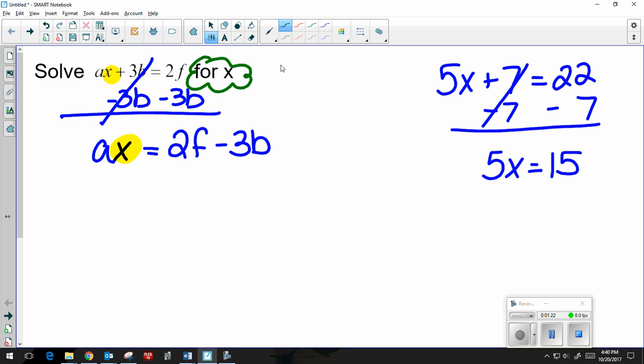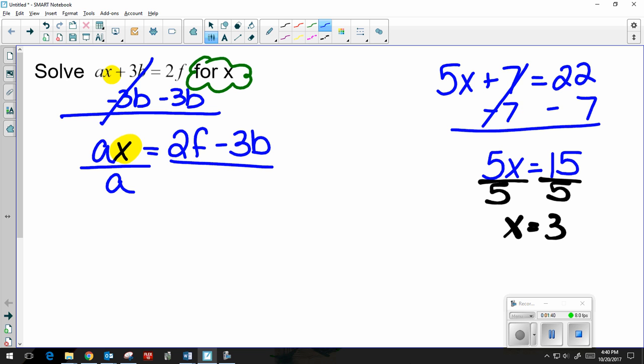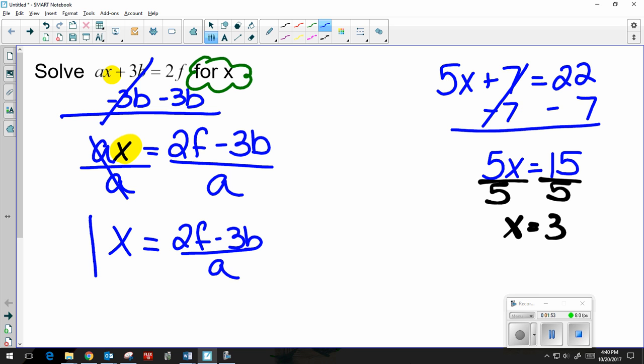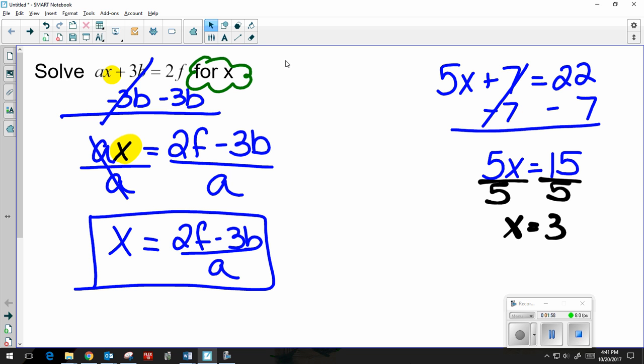So if I go back to my equation over here on the right, that 5x equals 15, the next step would be to divide by 5. And I would get x equals 3. So then over here, I'm going to do the same thing, except instead of dividing by a number, I'm going to divide by a. So I'm going to get x equals, and on the right side, 2f minus 3b over a. I can't do anything because I don't have like terms, so I'm going to leave it just like that. So it's a little bit messy, but it's the same steps as solving an equation.